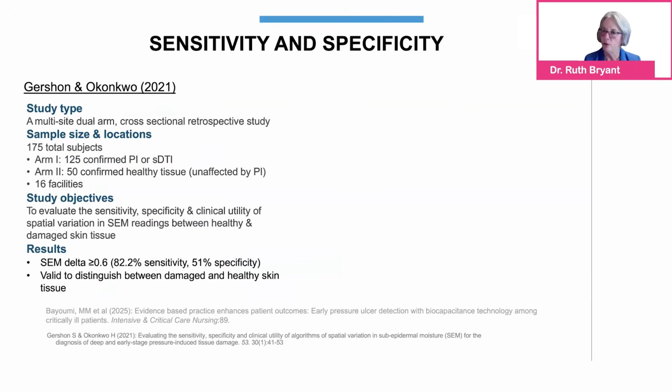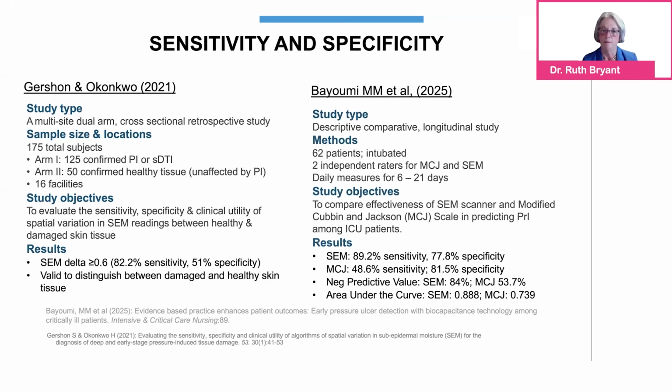Another avenue of the research is looking at sensitivity and specificity, because you need to know that you're actually measuring what you're thinking you're measuring. And Gershon and Okonkwo really identified this early on. They looked specifically at patients with confirmed pressure injury or suspected deep tissue injuries, and they compared them to confirmed healthy tissue unaffected by pressure injuries. And they reported a sensitivity of being able to distinguish between healthy and damaged tissue of 82.2%, specificity 51%.